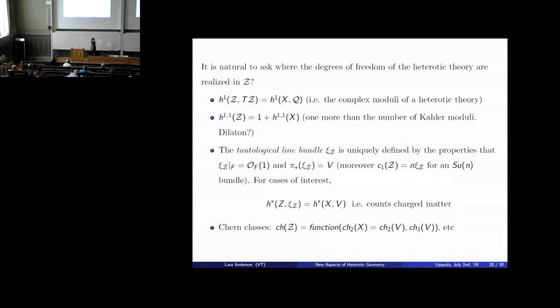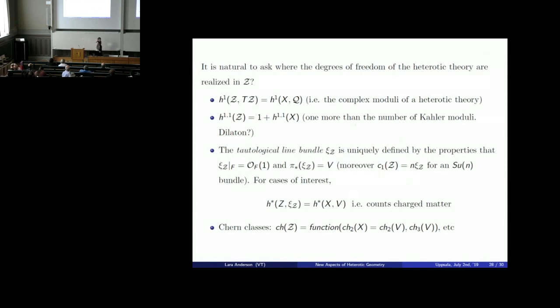And perhaps most usefully, in this projectivized total space, there is a tautological line bundle, which is uniquely determined by the properties that its restriction to the fiber is a hyperplane, and its push forward to the base will reconstruct for you the bundle that you initially projectivized. So moreover, this is determining the topology, the C1 of this manifold. Now, here's where it's really interesting. For cases of interest, the cohomology of this line bundle can exactly match the cohomology of the vector bundle on the base.